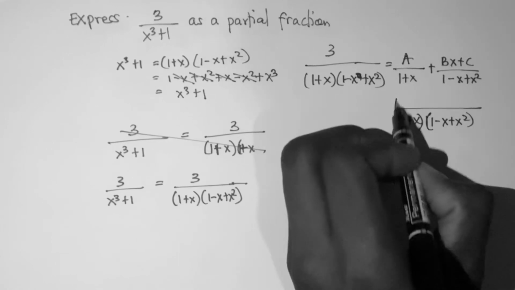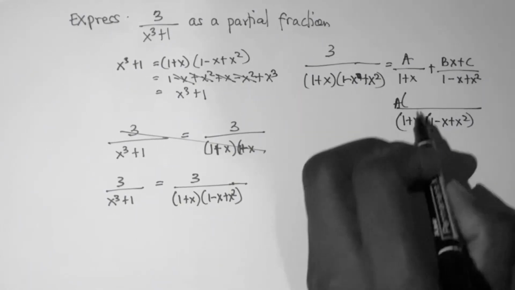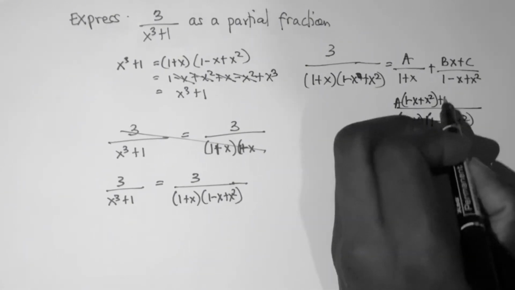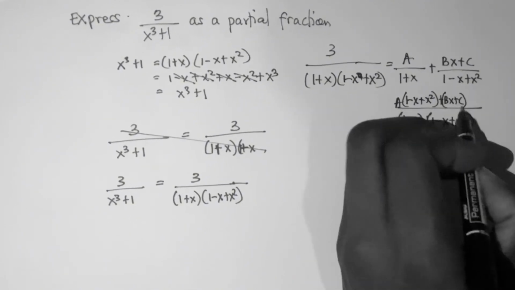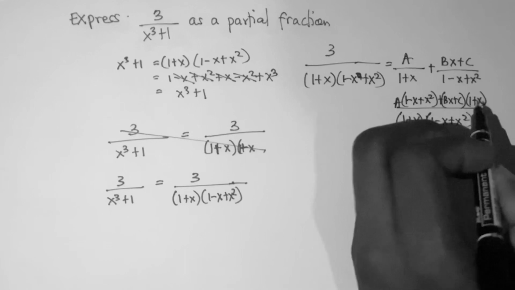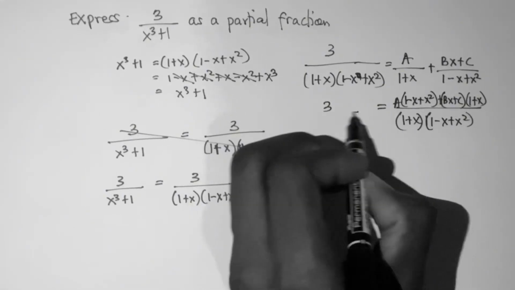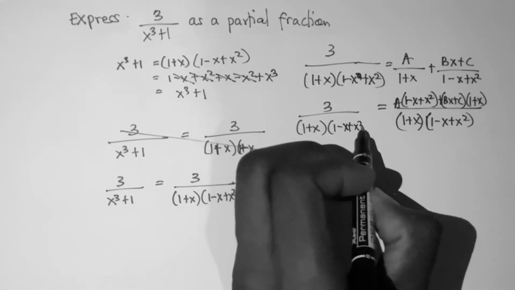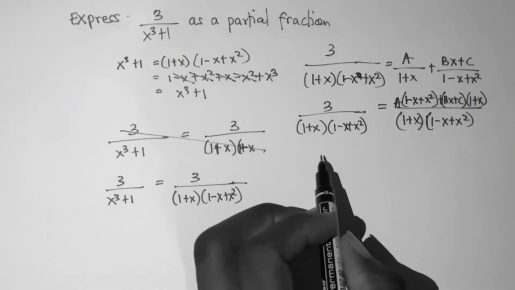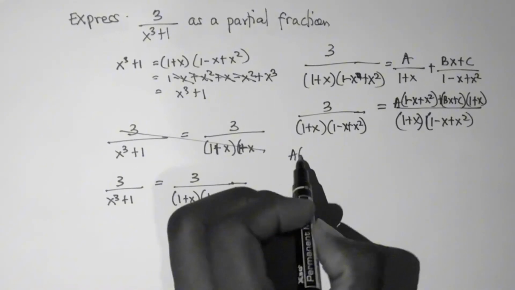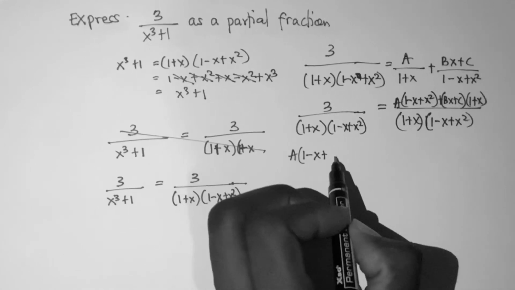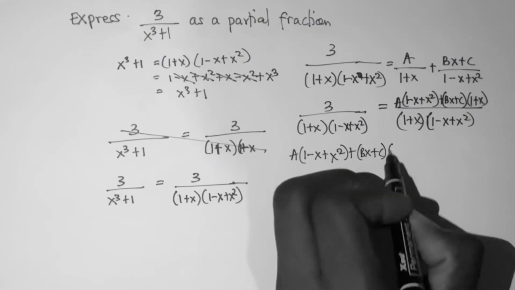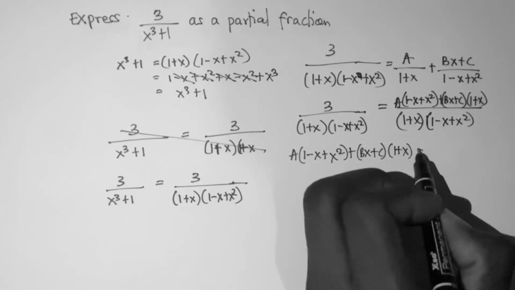Then if we put A here, here is 1 plus x, so it will cancel this. So here we multiply by 1 minus x plus x squared. Then plus (Bx plus C), all of that will multiply 1 plus x, and that is equal to 3 divided by (1 plus x) times (1 minus x plus x squared). So since the denominators are equal, we can equate the numerators. So it implies that A times (1 minus x plus x squared) plus (Bx plus C) times (1 plus x) is equal to 3.